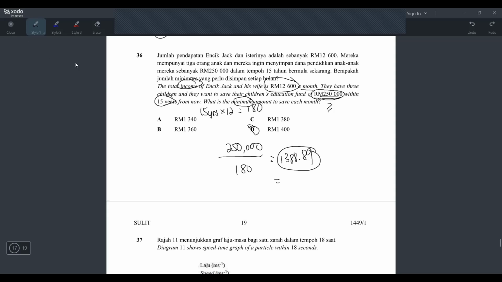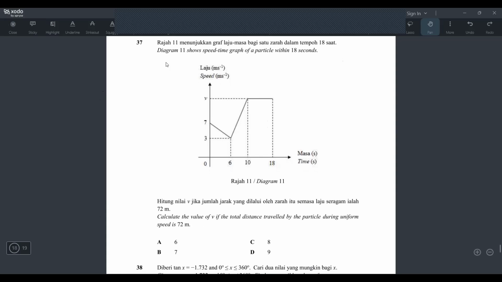C cannot even though C is the closer answer, the answer yang paling dekat, tapi tak sebab dia kata minimum. So you have to save at least 1,400. Okay, if you save 1380, you will not get 250,000 in 15 years. Itu maksud dia. Okay, 37.